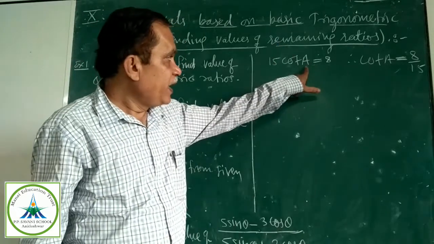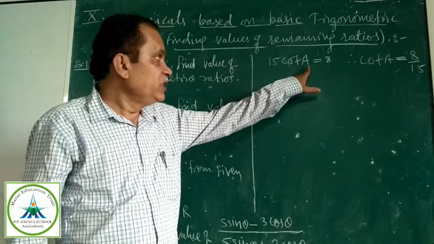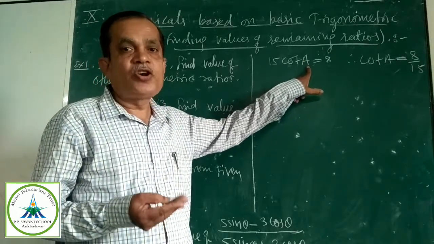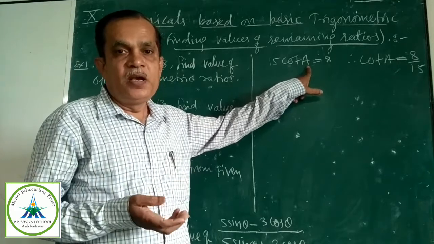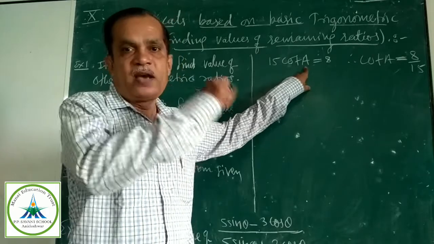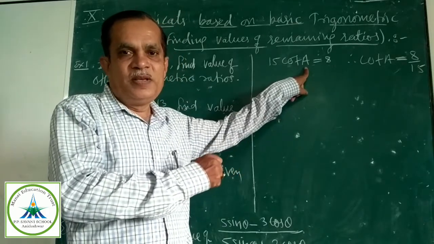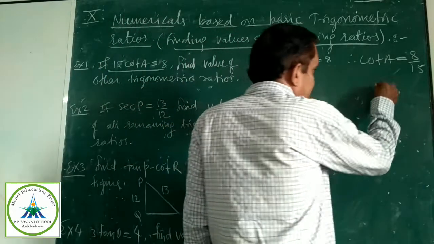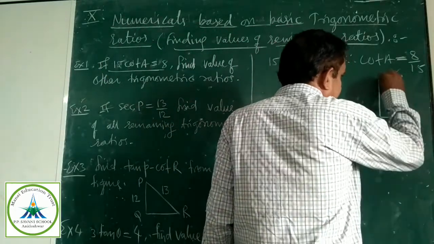So here A is an angle. All these angles we write, sine A, cos A, sine B, cos B, tan B, whatever letter is there, that is for an acute angle. It means one angle is acute. So we are drawing a triangle. I am drawing a right triangle.